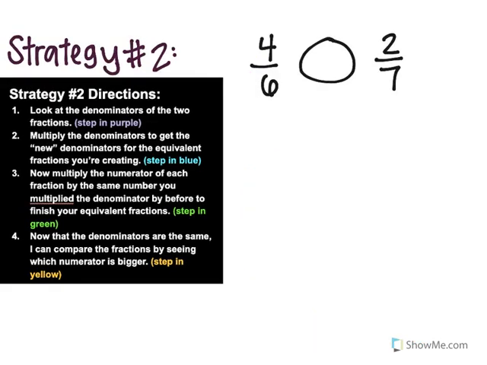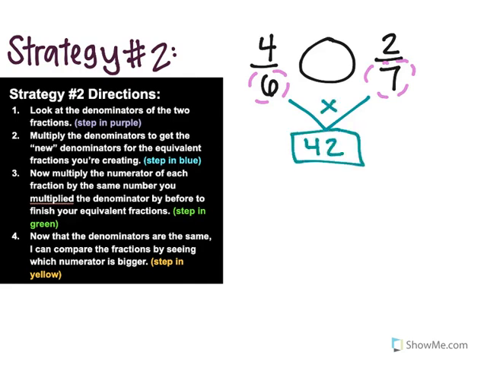Let's try another one. So I always do my first step of looking at my denominators. I've located them. I'm going to multiply them now. So I ask myself, 6 times 7 would give me 42. This is going to be my new denominator that both fractions are going to have now, but I need to create that first.